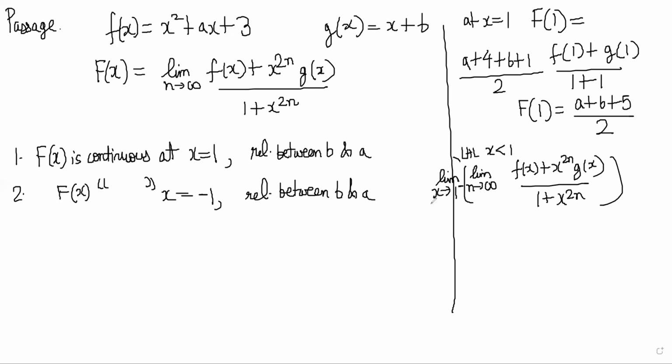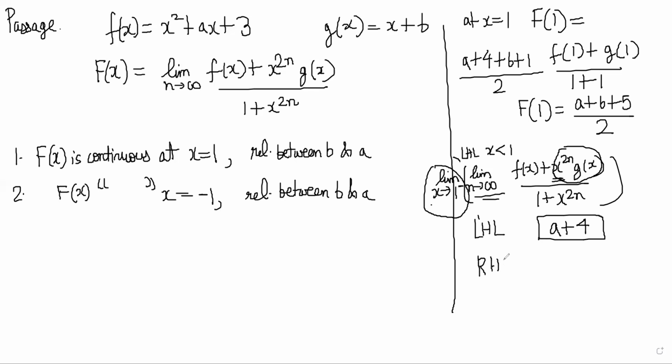So do this limit inside, right? Limit of x tends to 1 minus, this part tends to 0, no? X power 2n, and when n tends to infinity, you will get some fraction to the power infinity, which will be 0, no? So this part disappears and it becomes f of x by 1, right? It is basically the limit of f of x as x tends to 1 minus, right? So that is simply a plus 4, right? This is the LHL, correct?